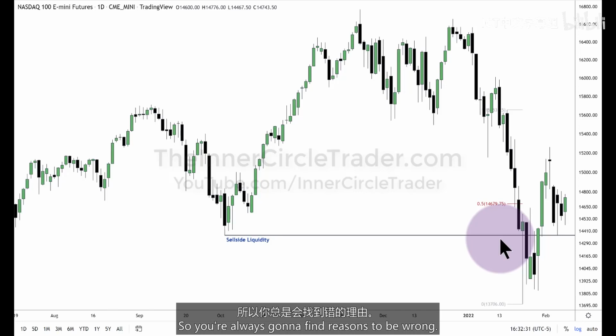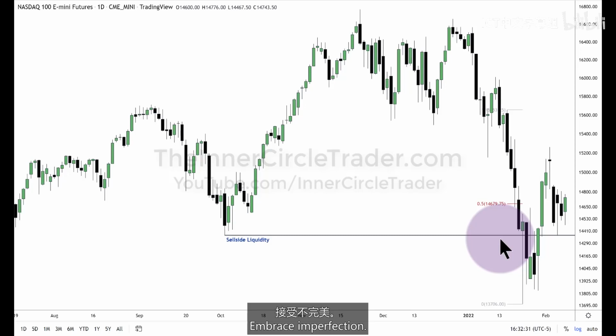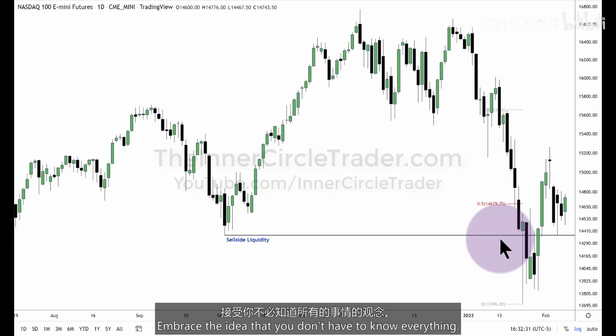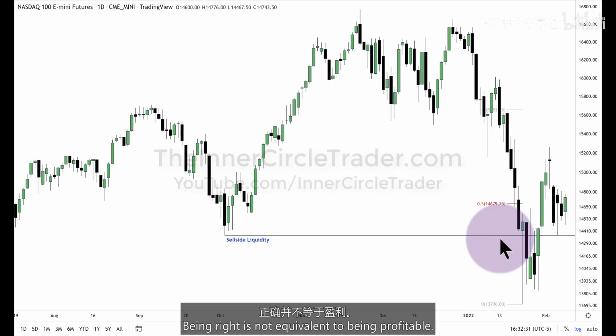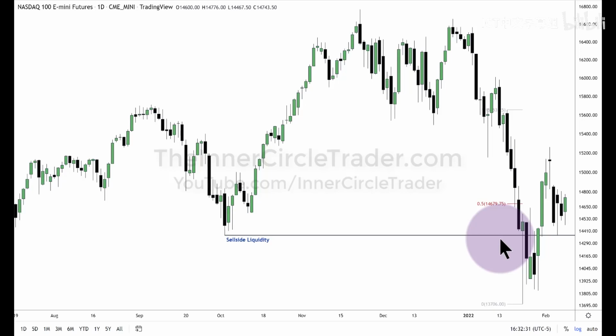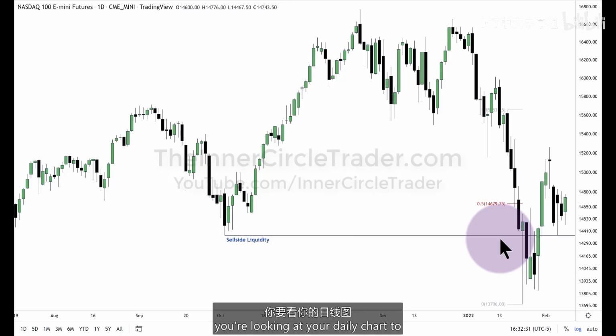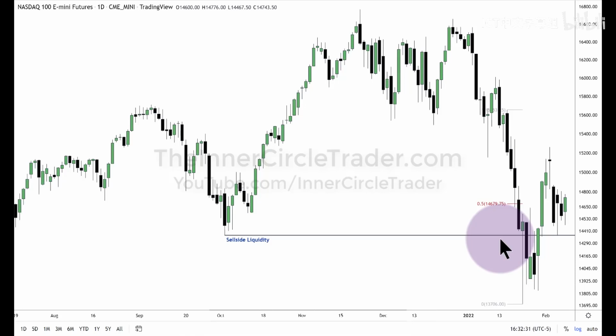So you're always going to find reasons to be wrong. Embrace imperfection. Embrace the idea that you don't have to know everything. You don't have to be right. Okay? Being right is not equivalent to being profitable. Very important factor there. So with bias, in short, you're looking at your daily chart to get a read on where it's likely to go next. Where's the price going to draw? Is it going to draw higher to an old high? Is it going to draw down to an old low? And until it gets that high or low, you stay with that bias.